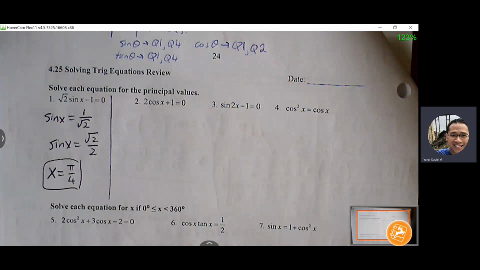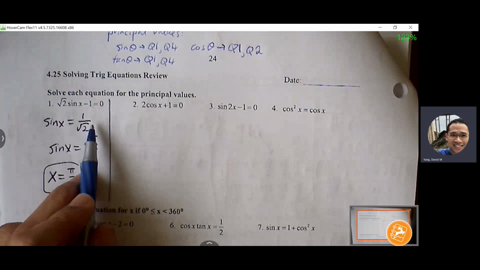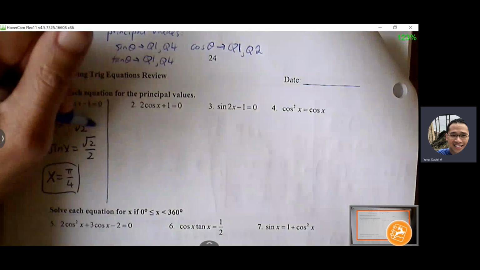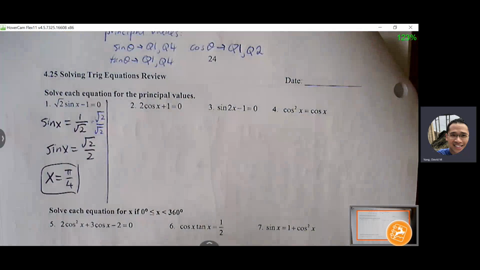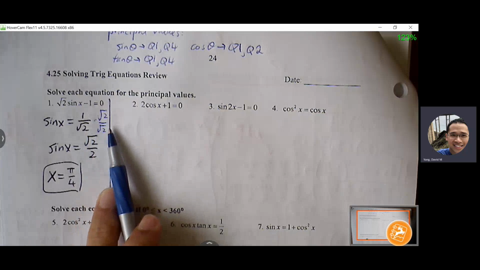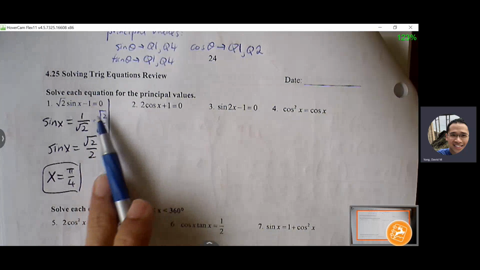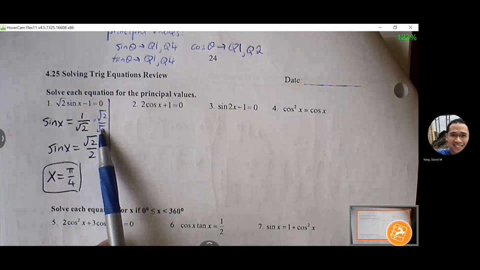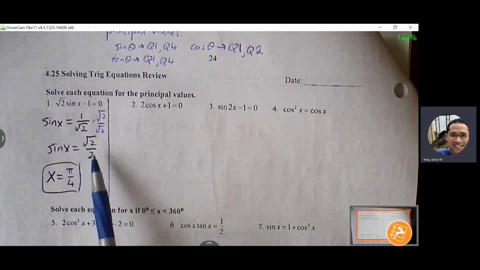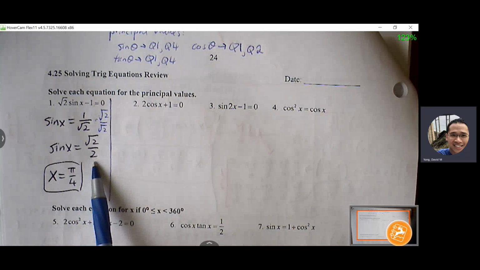The reason why is because this is not in rationalized form. So what if I multiply the top and bottom by root 2 over root 2? If I rationalize the denominator, I can always multiply the top and bottom by the same value and not change anything. So 1 times root 2 is root 2. Root 2 times root 2 is 2. So 1 over root 2 is the same thing as root 2 over 2.